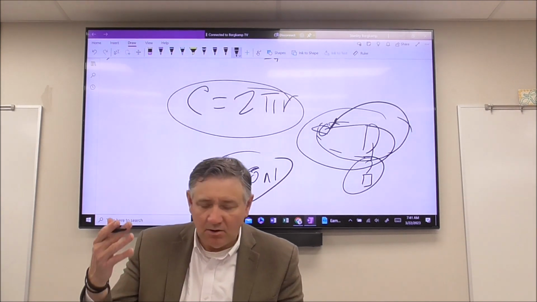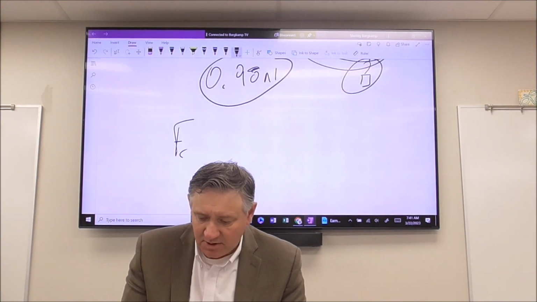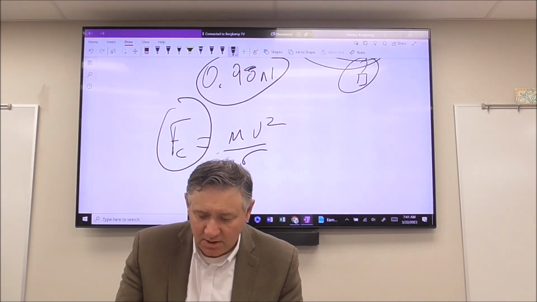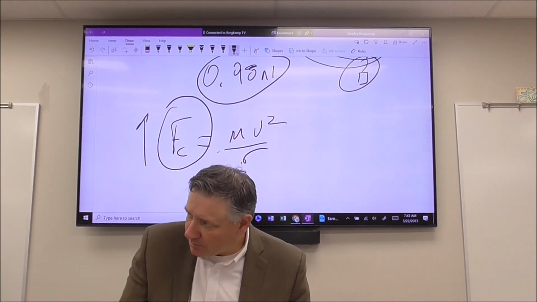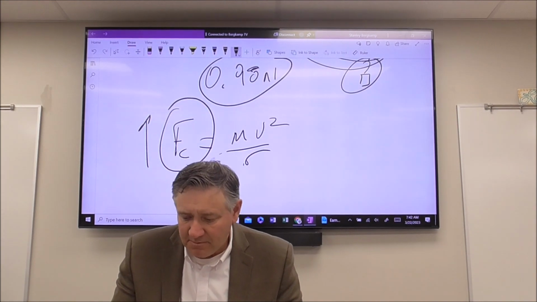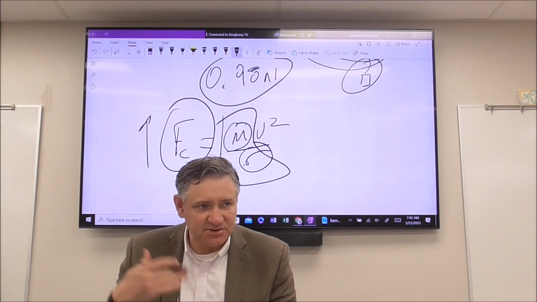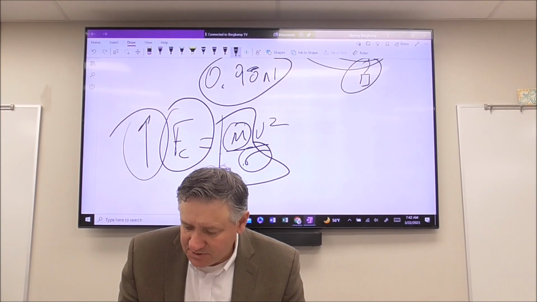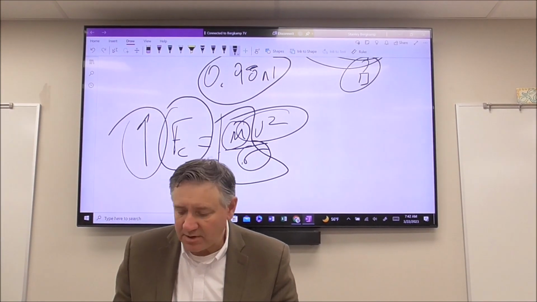Okay, so on trials 1 through 4, keep in mind what you're changing. Trials 1 through 4, you're going to look at mv squared over r. You were creating more and more centripetal force because you were carrying more and more weight from the bottom. The mass of the stopper and the radius are fixed values. That's not going to change in 1 through 4. So the only way you can create a bigger centripetal force is if you have a bigger and bigger velocity. That's the only way it's going to work.